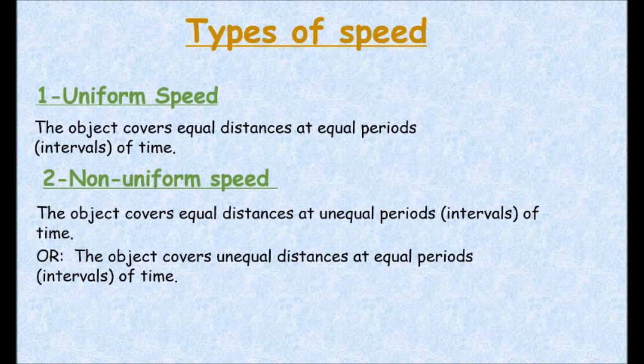It's very difficult, or not possible, to determine or calculate the regular speed of an object that moves practically, because there are some conditions that will affect the speed of any moving object, such as the traffic or the road condition. So the moving objects move with non-uniform speed.